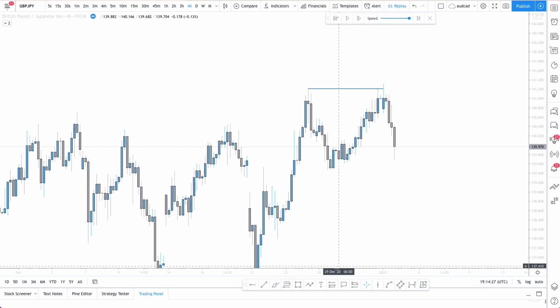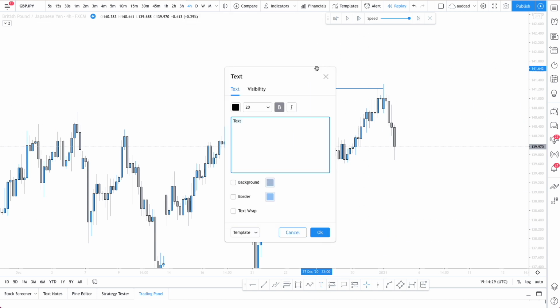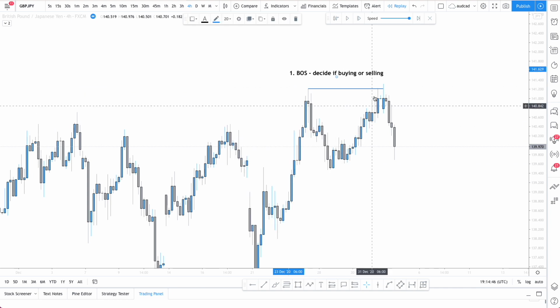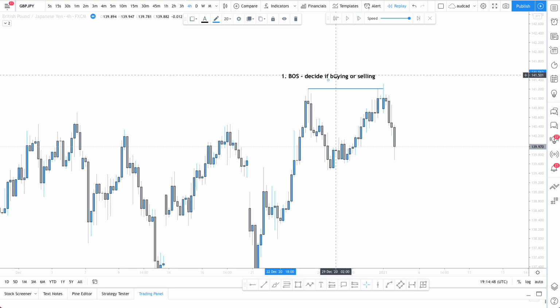Let me type this out so you guys can keep it. So the first rule is a break of structure. Break of structure is BOS. This will decide if buying or selling. So that's the first thing. That's rule number one.